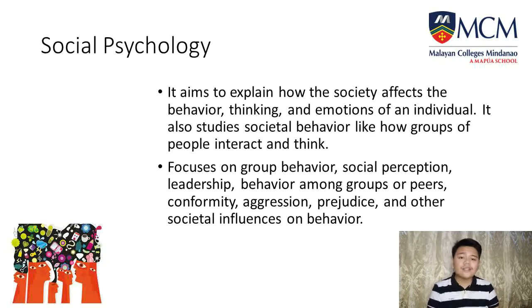Next, social psychology aims to explain how society affects the behavior, thinking, and emotions of an individual. It also studies societal behavior, like how groups of people interact and think. Just like how we think right now, how different we are in this generation from before, and it focuses on group behavior, social perception, leadership, behavior among groups or peers, conformity, aggression, prejudice, and other societal influences on behavior.